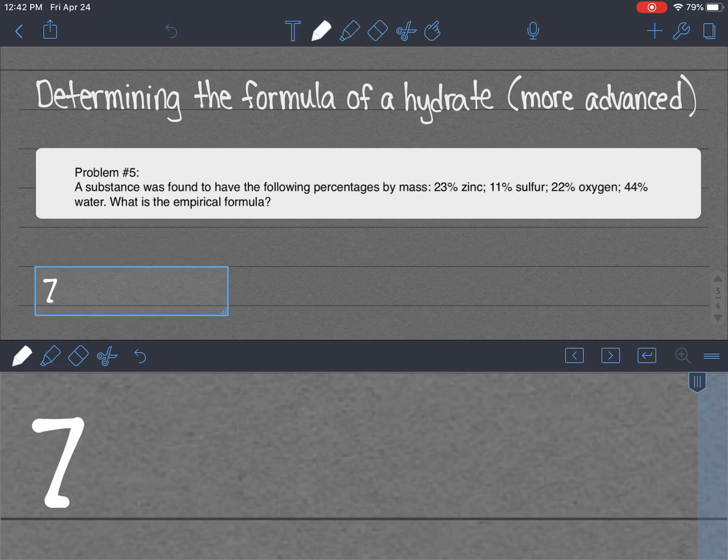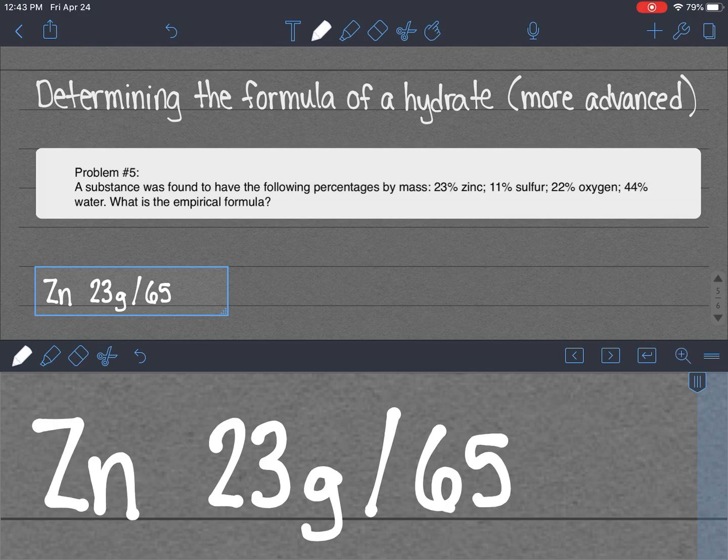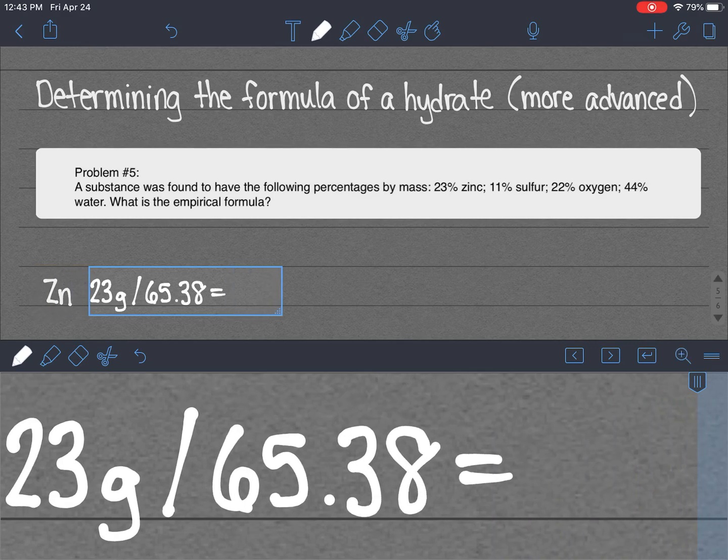So I'm going to be working with zinc, and 23% of this sample is zinc, and again, in previous videos we learned that we can assume that the sample has 100 grams, and so instead of writing down 23%, I'm going to write down 23 grams. And right away, I'm going to just follow up on that method of dividing by the molar mass of zinc, which is 65.38, to get the moles of zinc in the sample. So I'm going to go ahead and plug that into my calculator right now.